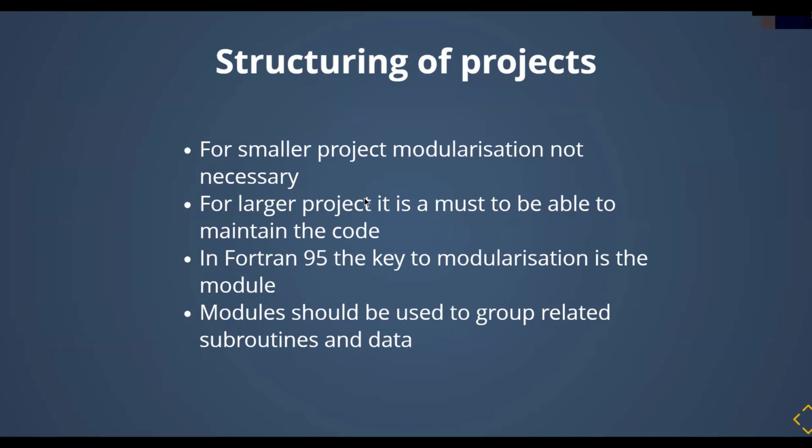And in Fortran 95, just like Python, the key to modularization is the module. So modules are very similar to Python. You can collect a number of functions in a module, group them together and use them together. Same thing in Fortran: you can group subroutines and data together as well.